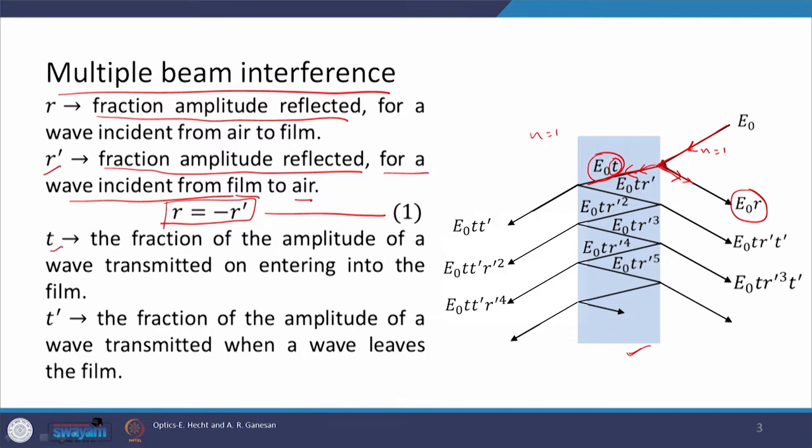Small t is the amplitude transmission coefficient from air into film. Similarly, t prime is the transmission coefficient from film to air. Therefore, it is the fraction of the amplitude of a wave transmitted when the wave leaves the film. And this is shown here. When this ray falls at this interface, a part gets transmitted and a part gets reflected. Within the film, the reflection coefficient is r prime. Therefore, the total reflected amplitude is incident amplitude times r prime, and the incident amplitude is E naught t, and therefore the total amplitude would be E naught t times r prime.